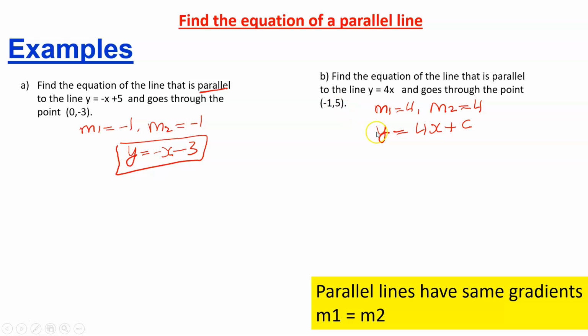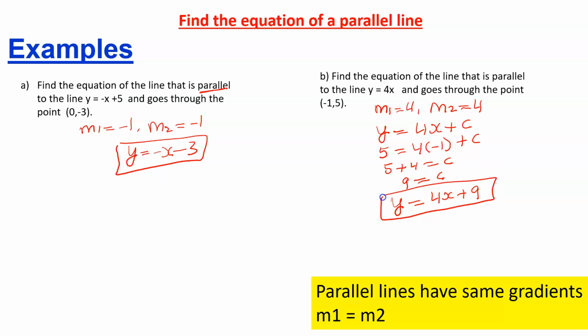So y is 5. Let's substitute y with 5, and let's substitute x with 1. That gives you 5 plus 4 is c, and that gives you 9 is c. We know c. We know m. Let's put them together to get the equation of the line. That's y equals 4x plus 9. That is the equation of the line. We got it. Fine. Let's go further.